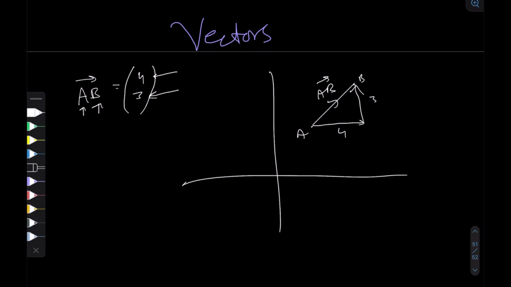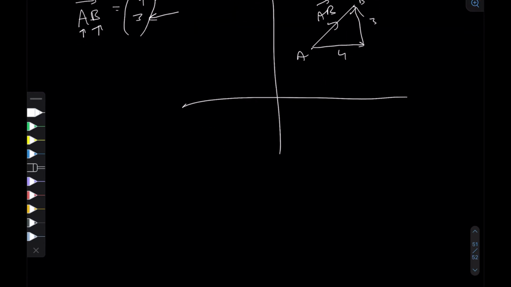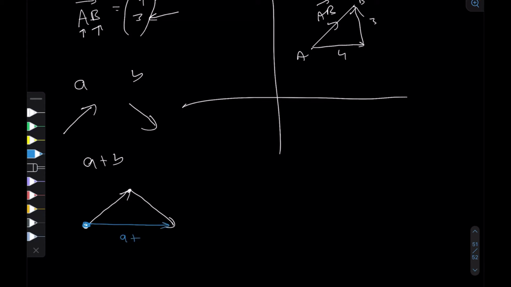And you should also know that, let's say there's this vector A which looks like this, and this vector B which looks like this. Now A plus B really means that first you follow the vector A, and from the point where you land, you follow vector B. So you started from this starting point, and then you ended up over here. So this is A plus B, if this is A and this is B.